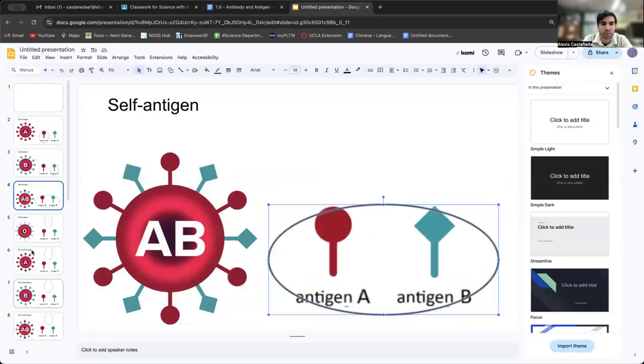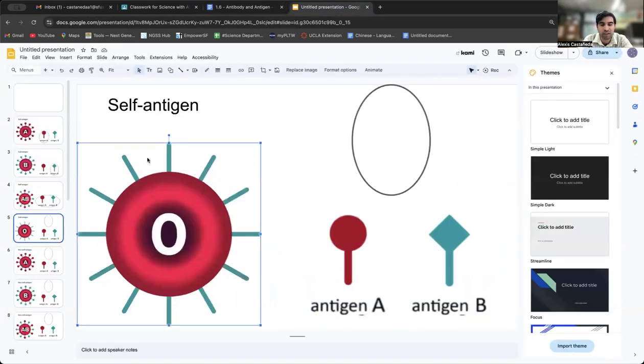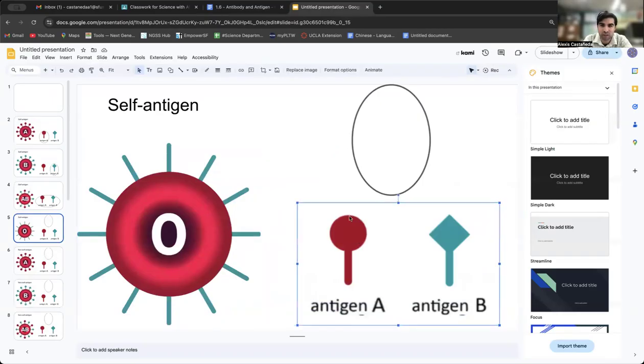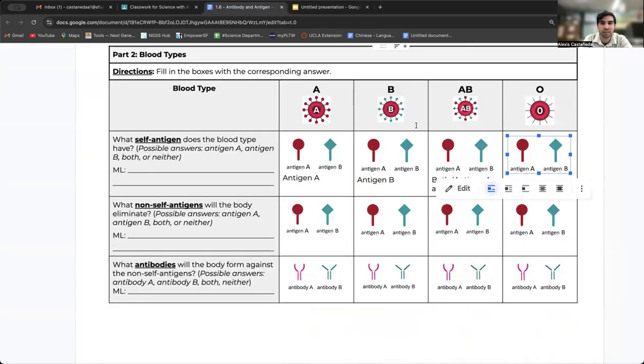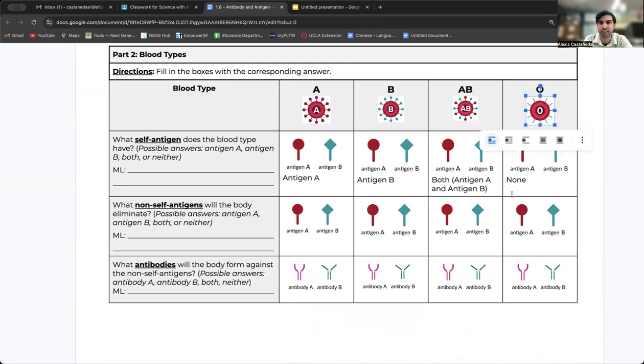What about blood type O? Blood type O, there are no antigens on its surface, right? It has a little stick, but it doesn't actually have the circle or the square. So in this case, it has none. There are no self-antigens that blood type O has. There are no antigens that blood type O has on its surface.